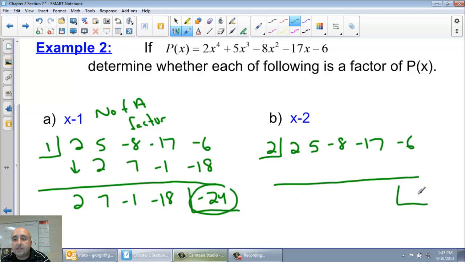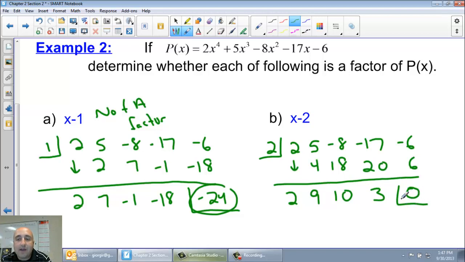And we want to check and see if this is a 0. So bring down the 2. 2 times 2 is 4. 5 plus 4 is 9. 2 times 9 is 18. Negative 8 plus 18 is 10. 2 times 10 is 20. Negative 17 plus 20 is 3. 2 times 3 is 6. Negative 6 plus 6 is 0.